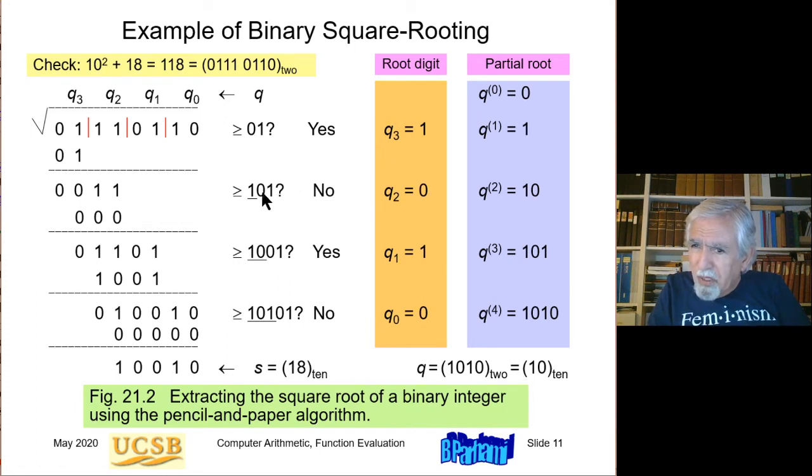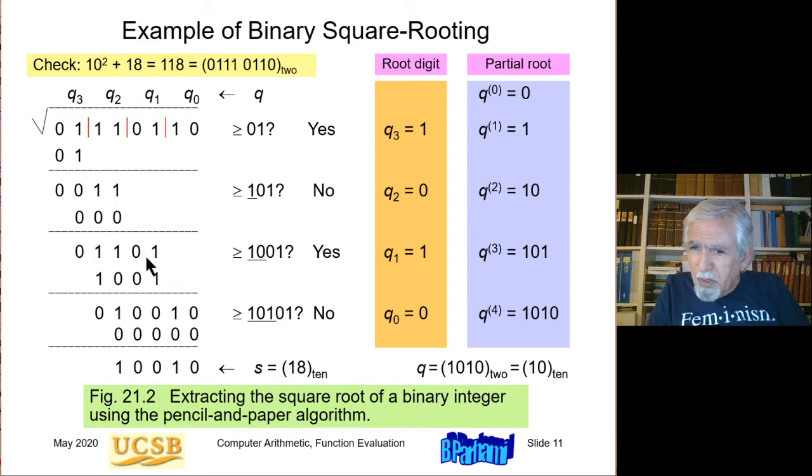I append 0, 1 to the end of it, and I ask the question, is this partial remainder greater than or equal to 1, 0, 1? It is not. Okay, so the next quotient bit is 0. I subtract 0, or just use this remainder for the next step. And then use the next 2 bits, 0, 1. And then again, 1, 0 is the partial root. 1, 0, appended with 0, 1.